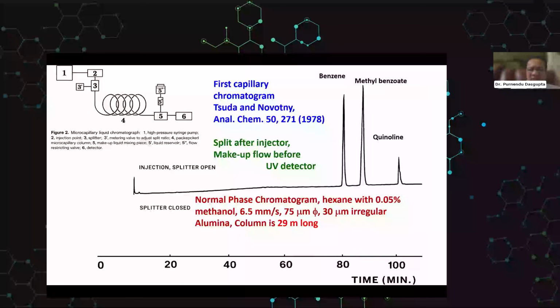So here, imagine almost 50 years ago, they're doing this. And this chromatogram looks pretty good until you notice that it took almost 80 minutes, or 100 minutes really, to take place. And not surprising because the packing is 30 micrometer alumina that are not even spherical. The column was 29 meters long. Okay.